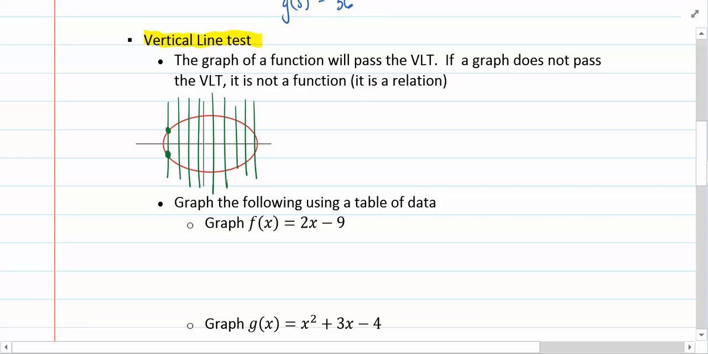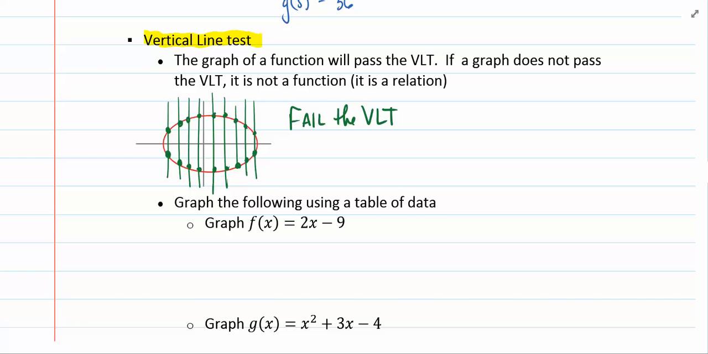So that vertical line had 2 points of intersection. This vertical line has 2 points. This vertical line has 2 points, so on and so forth. Each of these green vertical lines passes through the graph more than once. Therefore, it fails the vertical line test. Fail the VLT. Therefore, the relationship that I used to create this red oval would not pass the vertical line test, and therefore it is not a function. It's simply a relation.